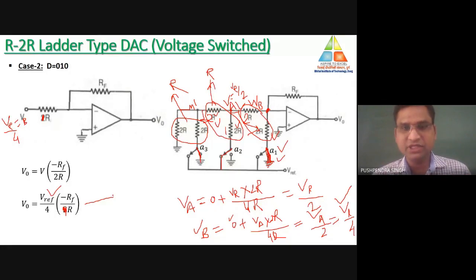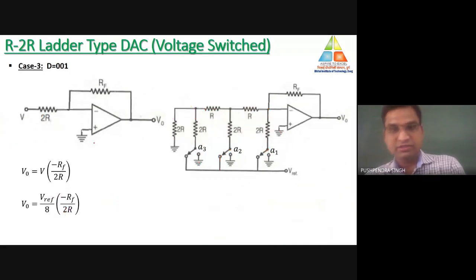I hope the fundamentals are clear now. I hope everyone is getting my point: how to calculate the value of output in the case of an R-2R ladder type DAC. You need to adopt the same procedure for the calculation of any problem related to this. Similarly, do it for this.